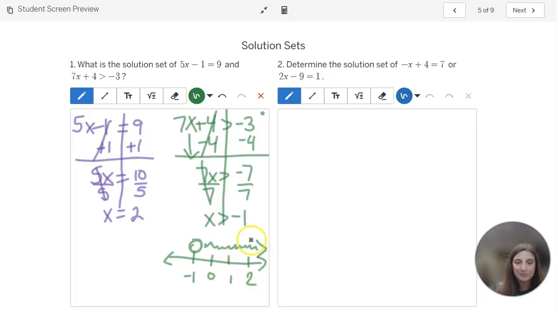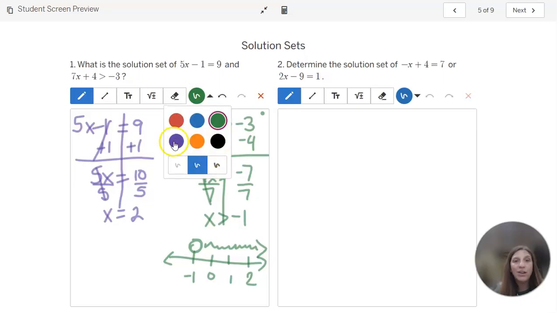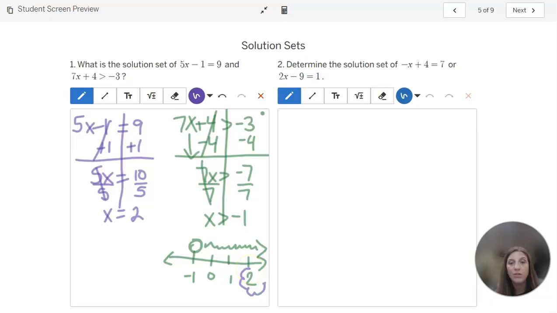Everything greater than that. But because it says and, it has to be true for this one and this one. So the only value that's true for this equation and this equation is the value of 2, right? Because x can either equal 2 or it has to be greater than negative 1. So when we write this, the only possible answer for both of them is the number 2. So that is our full solution set. Since it has to work for both equations, that's the only one that works.